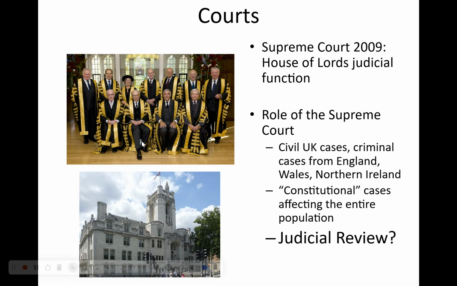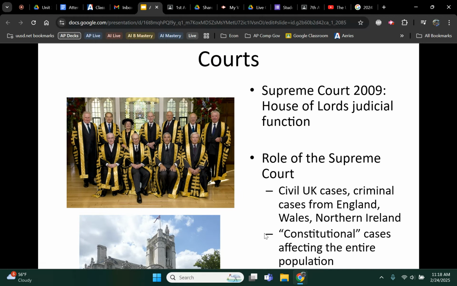So all that the UK Supreme Court can do is make sure that Parliament follows its own laws. If Parliament, the House of Commons, says, hey, we want to do this, all the Supreme Court can do is say, hey, that's not what your own law says you can do. All right, so that's the judicial branch of the UK Supreme Court.